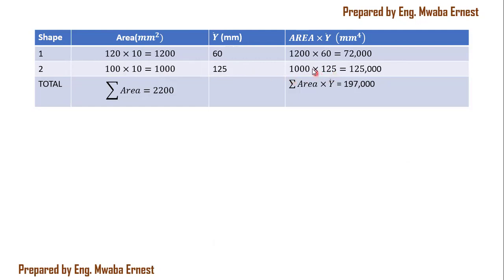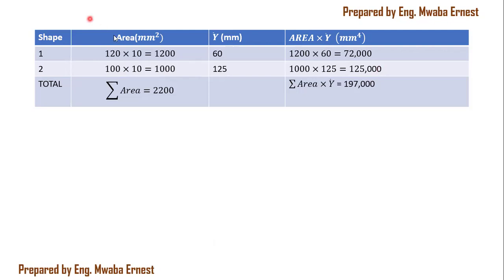The last thing we do is just to multiply area by that distance we just determined. So 1,200 multiplied by the 60. 1,200 times 60, our answer is 72,000. The next one is 1,000. So 1,000 times 125 here, we have 125,000.